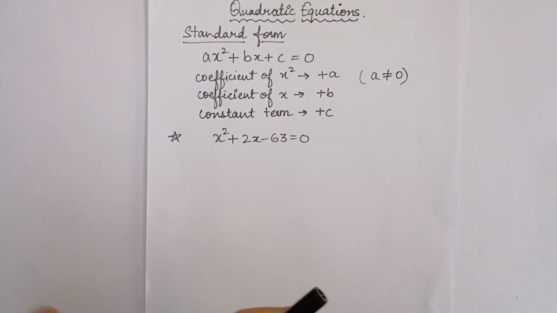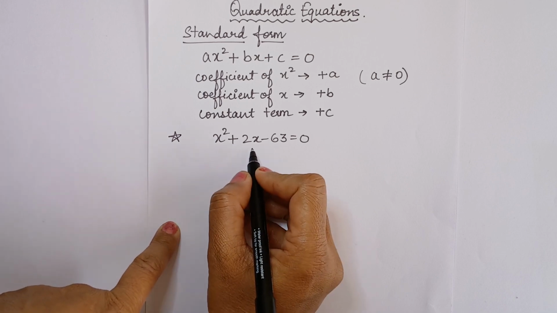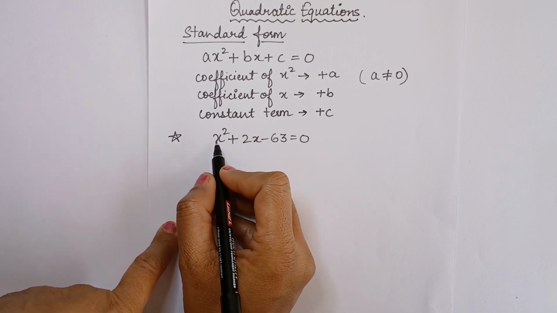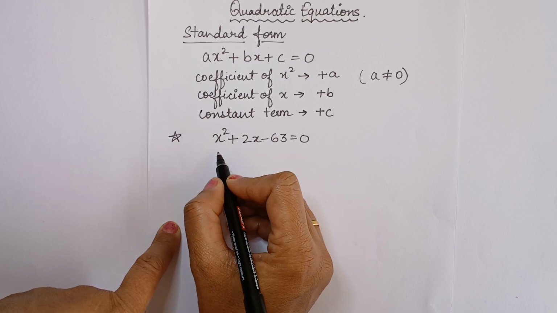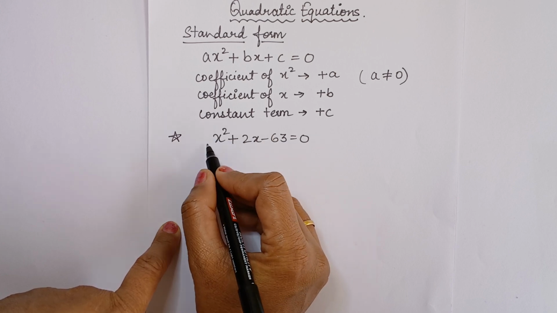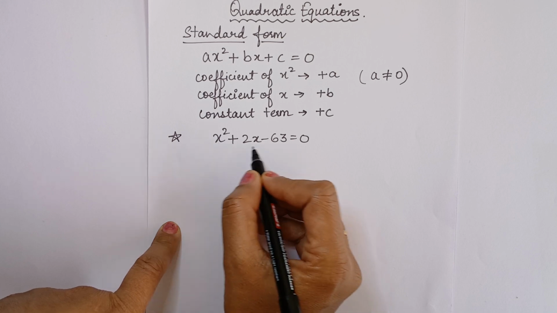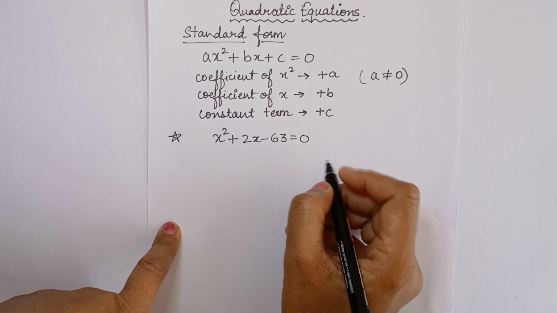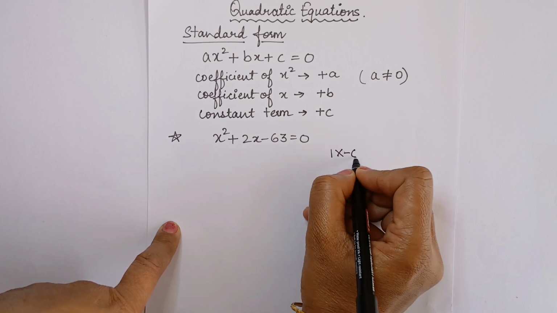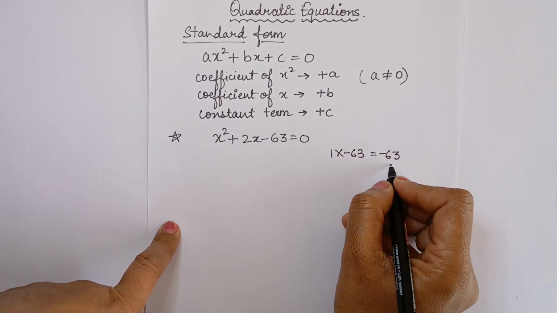Now let us learn how to solve the quadratic equation. Here it is given x square plus 2x minus 63. Coefficient of x square and the constant term we need to multiply. Now what is coefficient of x square here? Plus 1. If nothing is given, it means it is plus 1. Then constant term is minus 63. Let us multiply 1 with minus 63. We will get minus 63.